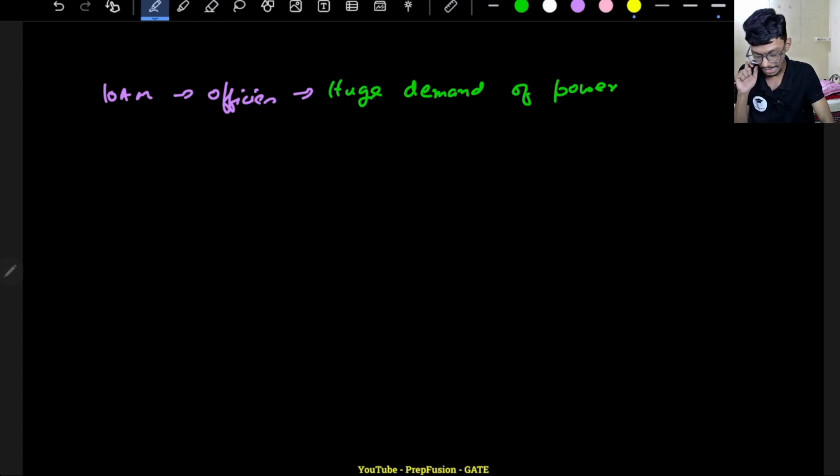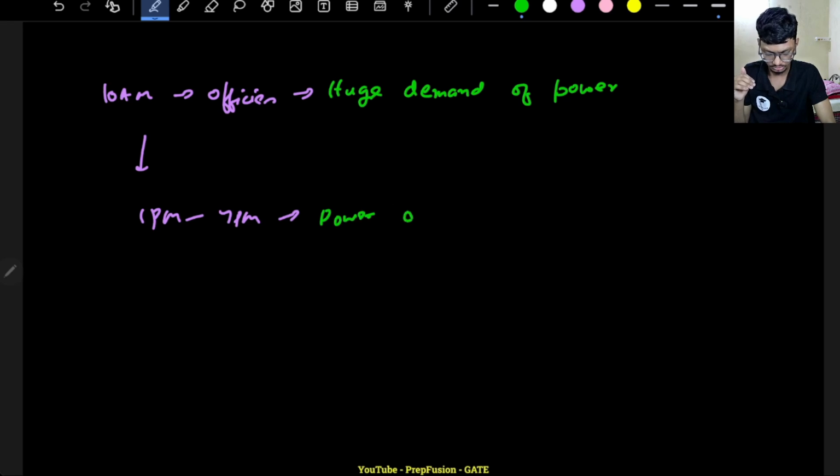Around lunchtime, lights are off or something, so around 1 p.m. to 4 p.m., the power demand is low. Then again around 7 p.m. the power demand surges up. Why? Because the lights, all those things turn on, right? The daylight is gone, so you have to turn on your own home light. So again the power surges.